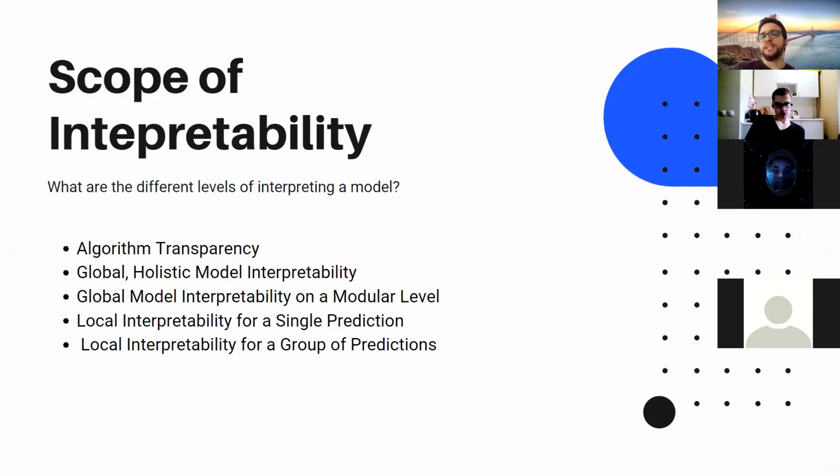In this slide, we will speak about the scope of interpretability. So what are the different levels, or the different types of interpreting a certain model? Algorithm transparency. This one speaks mainly to the question, how does the algorithm create the model? For example, we can take a highly interpretable model, which is linear regression, right? How does the algorithm of linear regression create the final linear regression model?